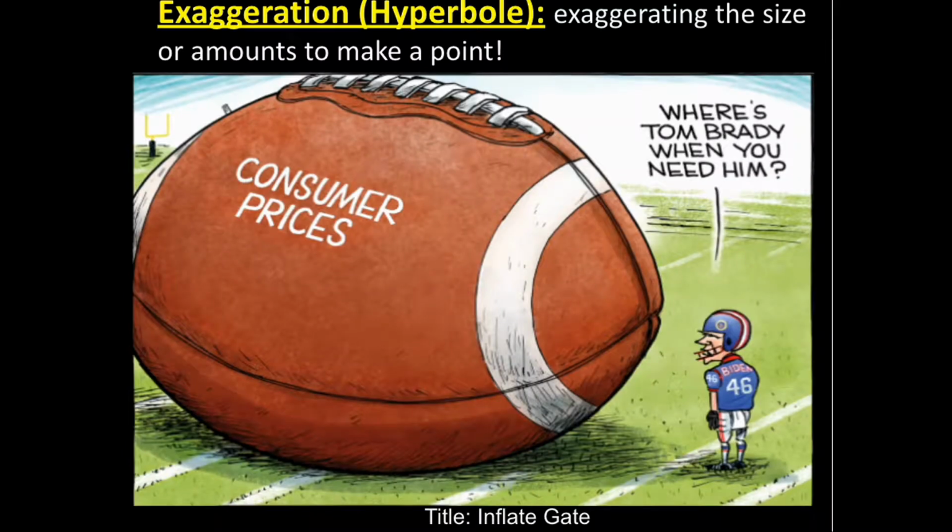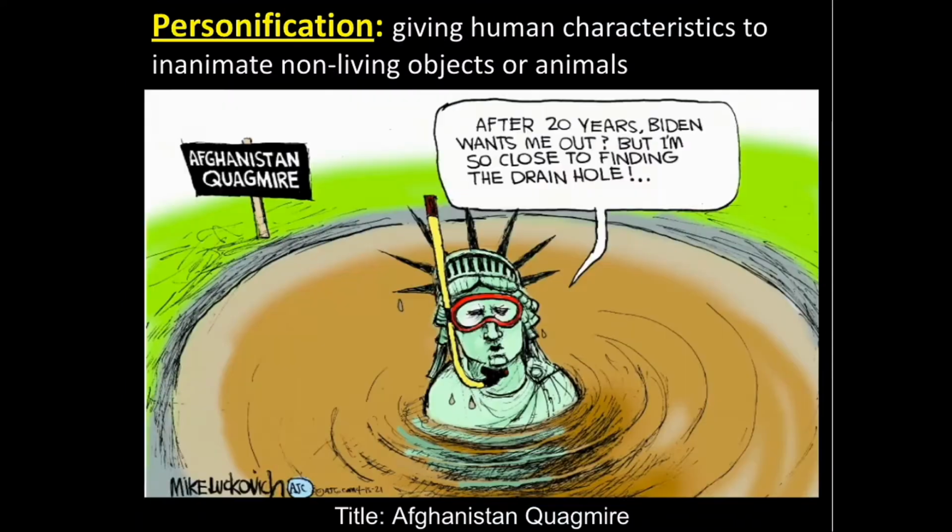Let's look at this example, Inflategate. When I look at what's going on or the action in this scene, I see that it looks like a football game is going on, but has stopped for a minute. When I look closer, I can see that it is President Joe Biden who is on the field, and he's approaching the football, which is consumer prices. And he asks, where's Tom Brady when you need him? When I put this all together, I get that consumer prices are highly inflated right now, and that it's a problem enough that it could stop him from playing the game. The reference to Tom Brady is making fun of that idea of inflation as well. This exaggeration helps us better understand the cartoon.